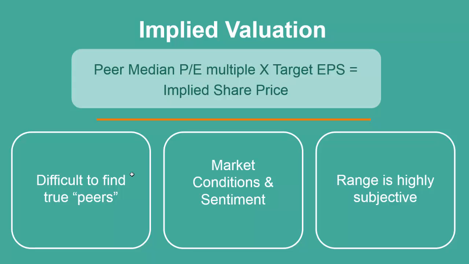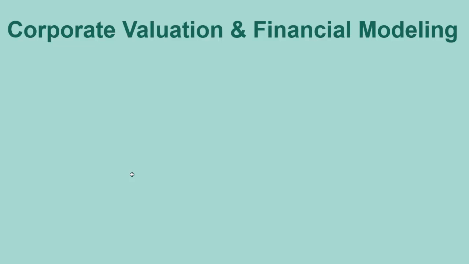And finally, the range is highly subjective. Like I said, you can be looking at a range of min to max, or you can be doing first to third quartile, or you could squish it down a little more or spread it out more. It's going to be completely up to you what you show in your output or when you determine your implied valuation. So that was just the overview of the comps.